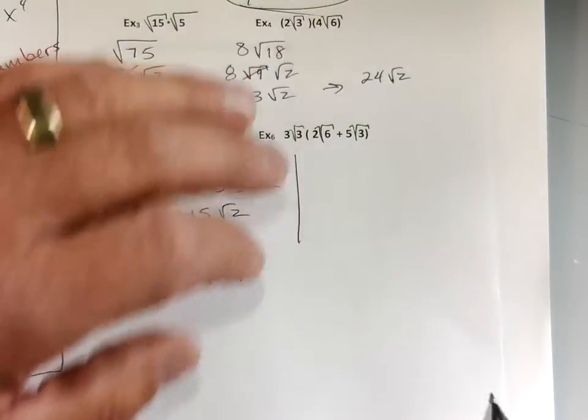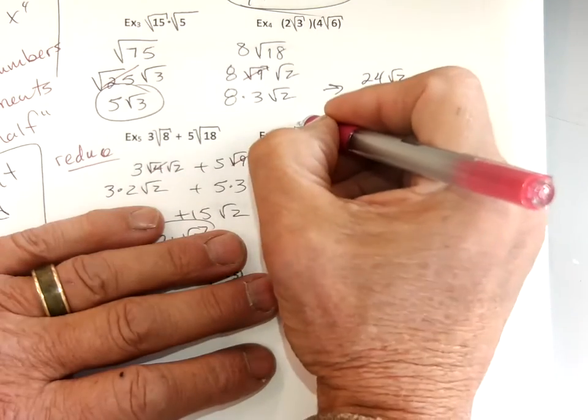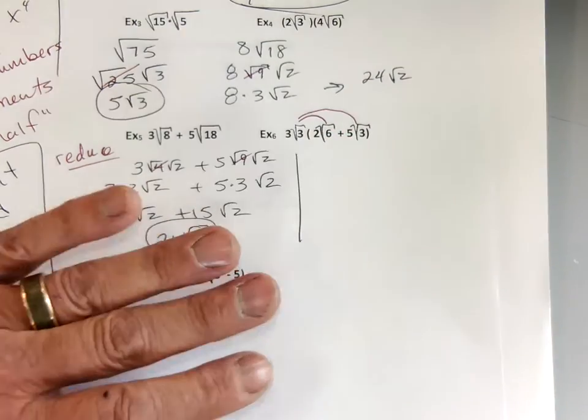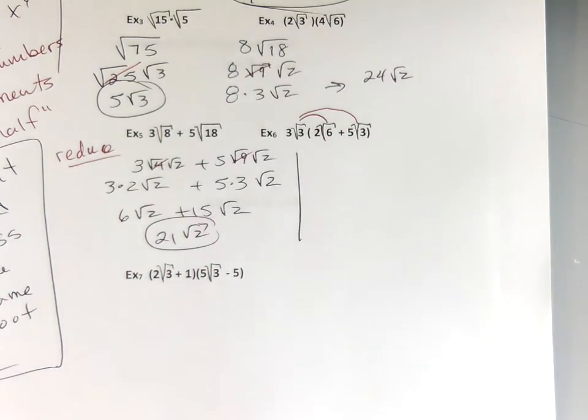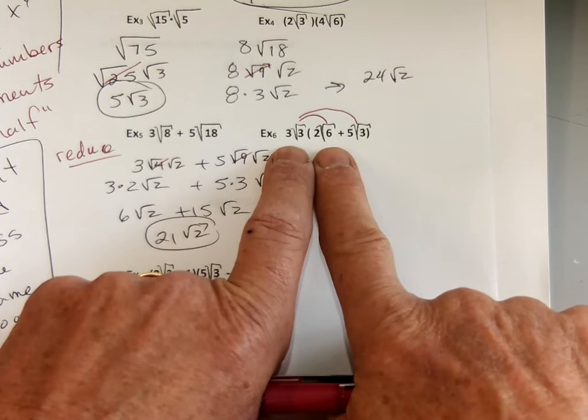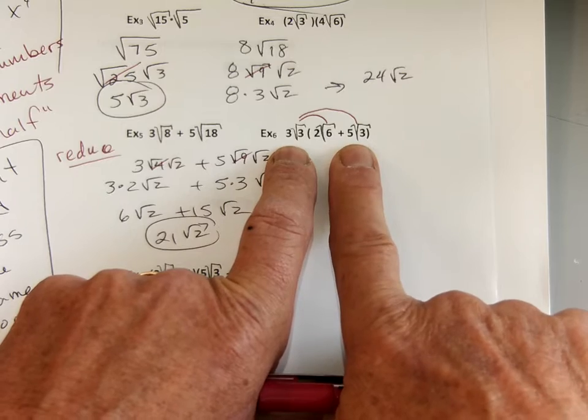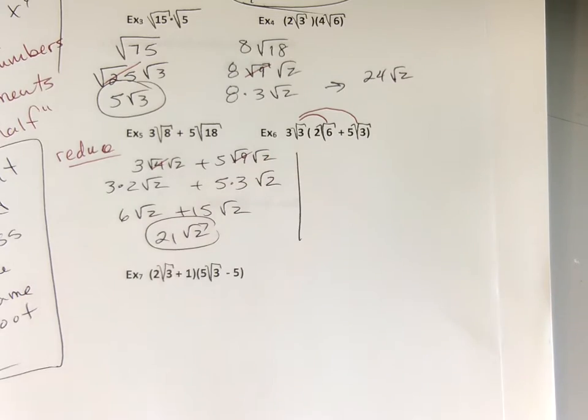Now, I'm going to distribute. So I'm going to go 3 square root of 3 times 2 square root of 6. 3 square root of 3 times 5 square root of 3. So I'm going to distribute. I'll do the same thing. Whole numbers with whole numbers, square roots with square roots. Okay, so let's go ahead and multiply this.